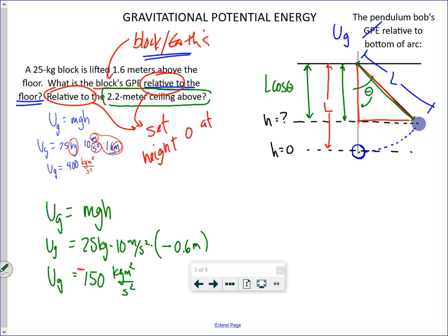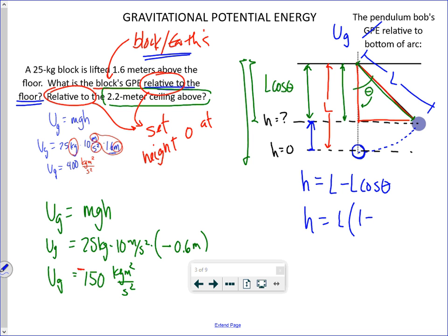So that means if this whole thing is L, and this is L cos theta, well, remember, we want what this height is. That height is L minus L cos theta. All right, that just pops up. Wouldn't be the worst thing in the world if you knew how to handle that one. All right, onward.